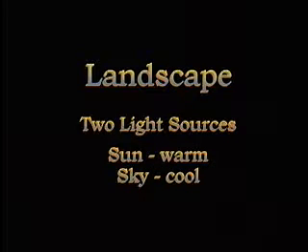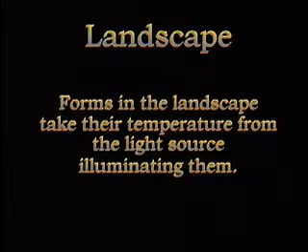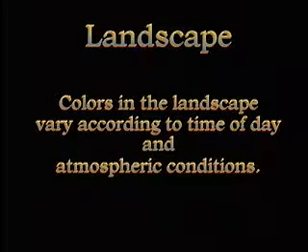The temperature of open shadows is universally warm. The temperature of form shadows tends to be warm. The landscape has two light sources. One is warm and the other is cool. Forms in the landscape take their temperature from the source of light illuminating them. Colors in the landscape vary according to time of day and atmospheric conditions.